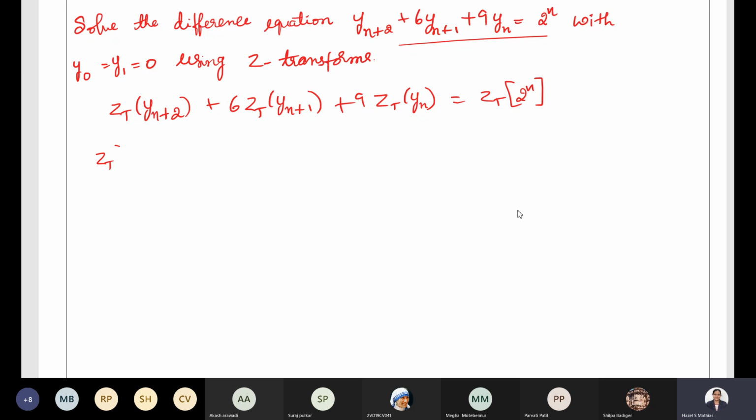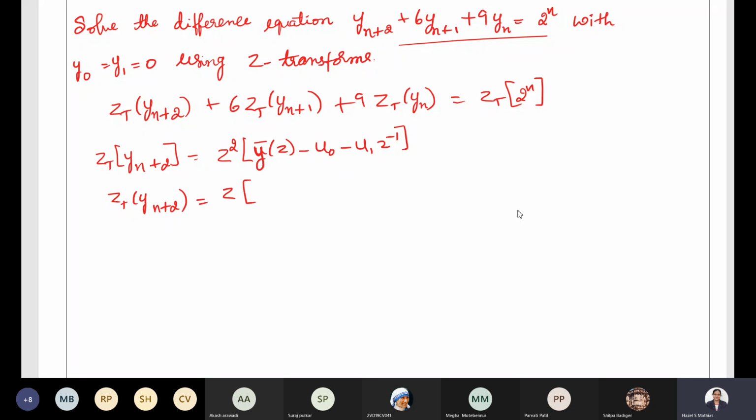What is this z transform of y(n+2)? I'll write down the formula first. Z transform of y(n+2) is z square into y bar of z minus y0 minus y1 into z power minus 1. Then z transform of y(n+1) is z into, sorry, here variable is y.